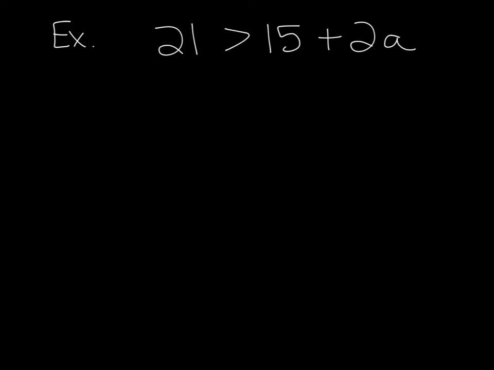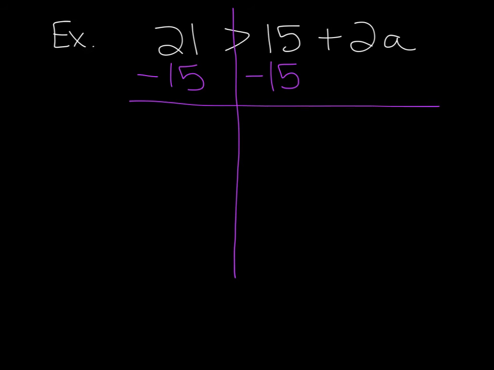All right, so in this problem, I've got multiple steps that I need to do. So first step, draw that wall where the inequality is. And again, you're always going to drop down that inequality. Next step, ask yourself the question, which side of the equal sign is the variable on? Well, right now, the variable a is on the right side. So I want to eliminate anything that's not the variable on the right side, which would be that 15. So I'm going to take that 15, and I'm going to do the opposite, which is I'm going to subtract 15. And what I do to one side of the equation, I'm going to do to the other side.